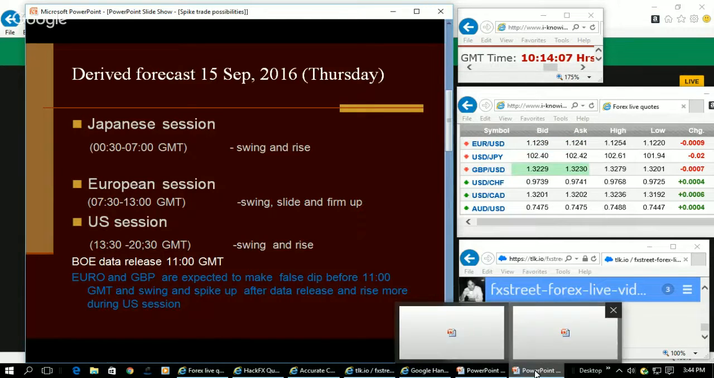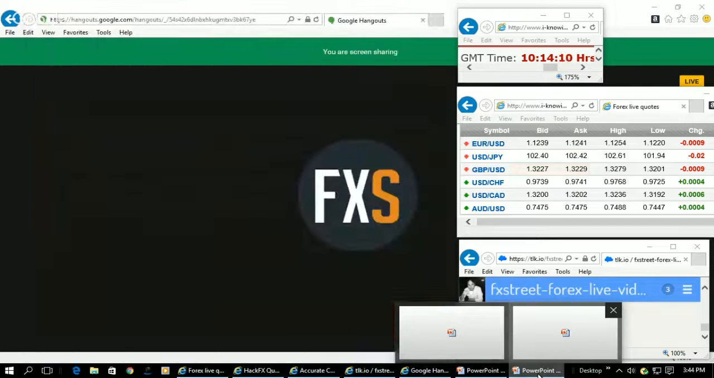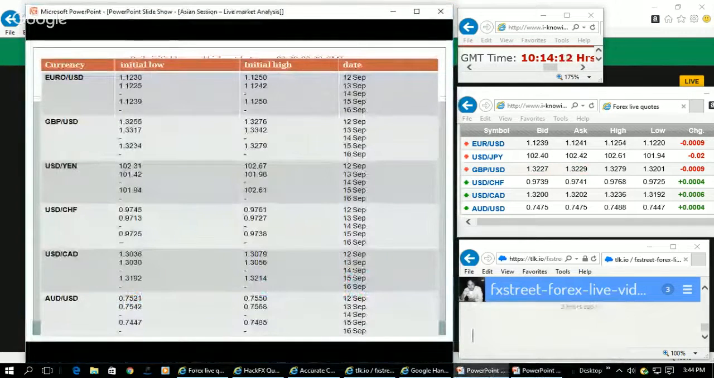Now we will do the market reading technique, using the initial lows and highs noted down today and comparing the current market level to understand what they are trying to do. This is a process of fine-tuning the forecast. In the case of Euro, 1.1239 was the initial low. They just breached the initial low and came up to 1.1239. Now they are holding around the initial low. If they hold like this, they are likely to make a small dip before making a rise after the data release.